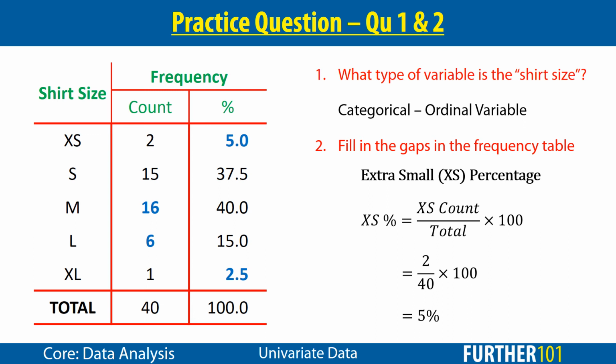It's the same thing for calculating the percentage for extra large. We had 1 sale of an extra large shirt, and we've divided that by the total of sales for shirts, which was 40, and here we're going to get 2.5%.